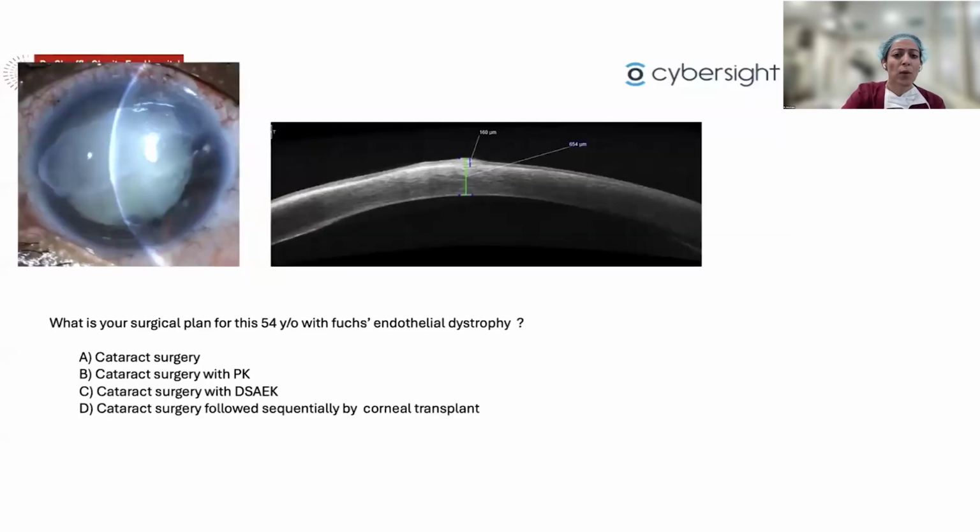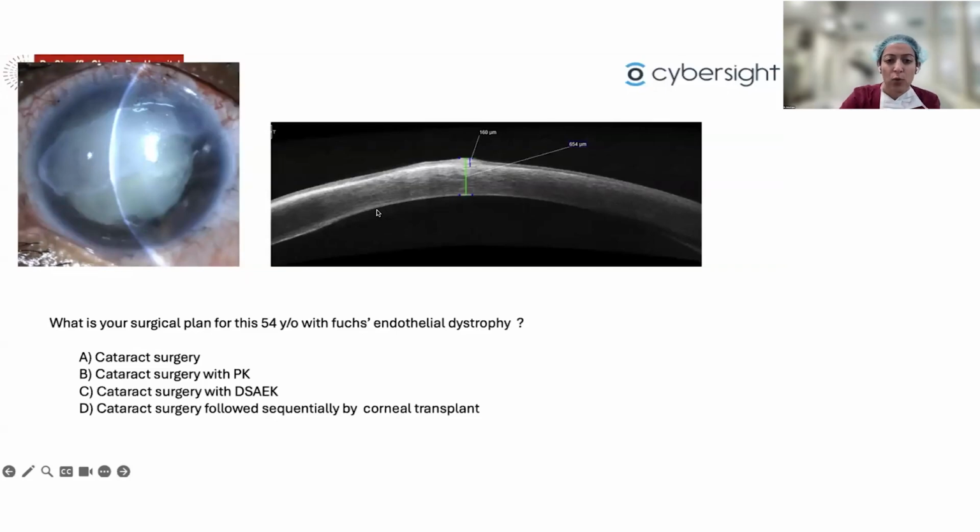We'll take the second poll question here. If you were to encounter this 54-year-old patient with Fuchs endothelial dystrophy, you have this big bulla on the cornea and a soft white cataract with this anterior segment OCT, what is your surgical plan? Would you do a cataract surgery alone? Would you do a cataract surgery with a penetrating keratoplasty, or a cataract surgery with a DSAEK, or a cataract surgery alone and followed sequentially by a corneal transplant?